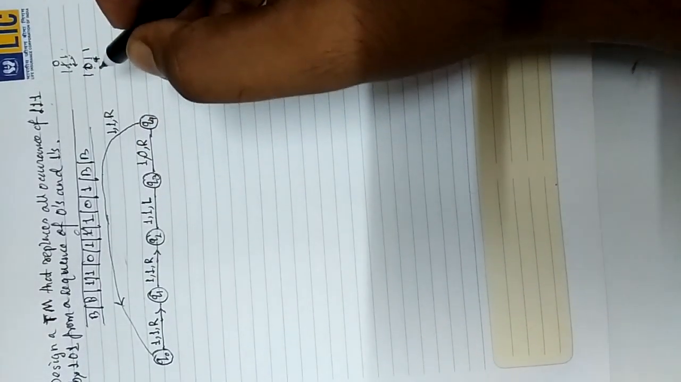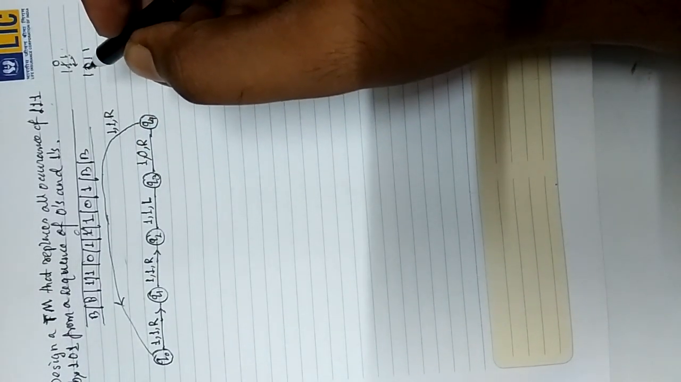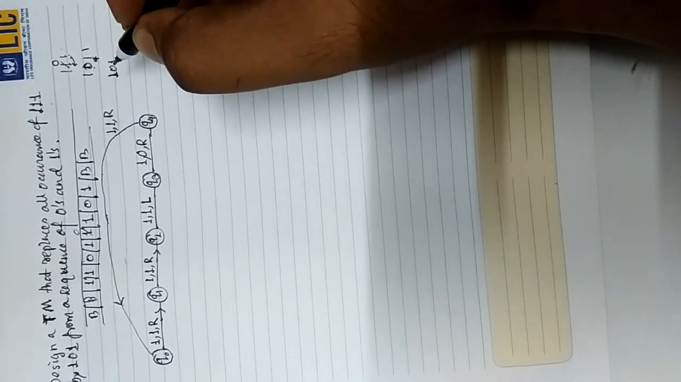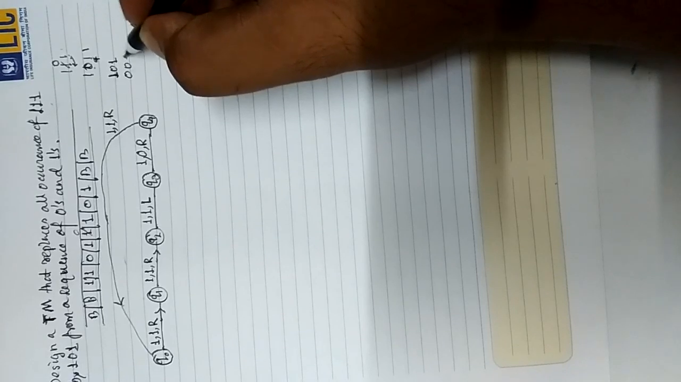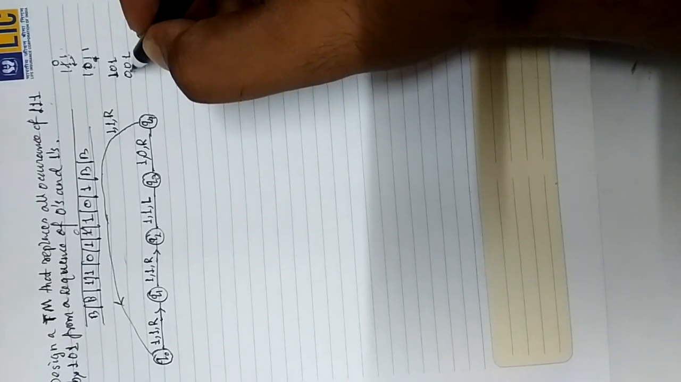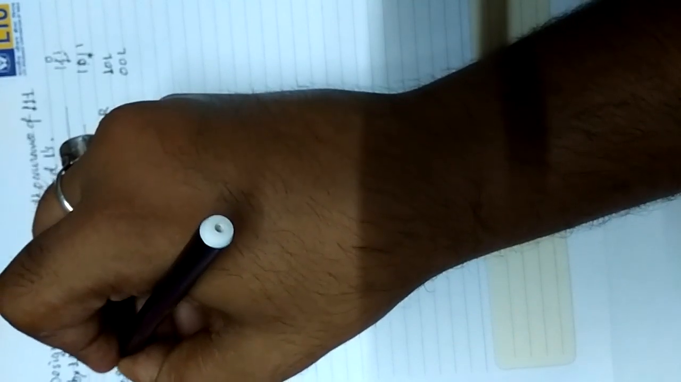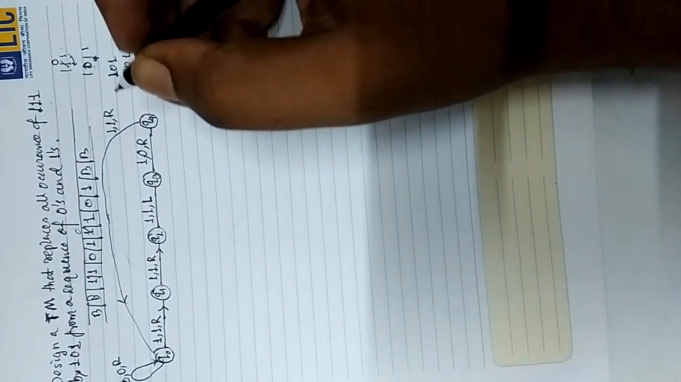Now there are many things which may happen. Suppose the string initially is like this, or the string may start with 0. In those cases, if you read 0, what you have to do is replace 0 by 0 and move towards right till the first one is encountered.